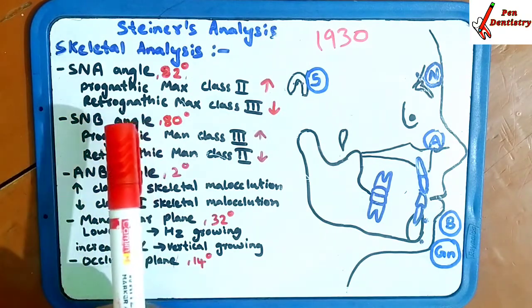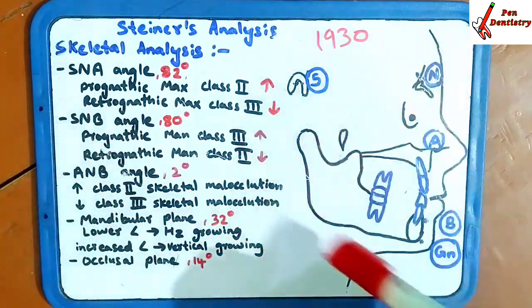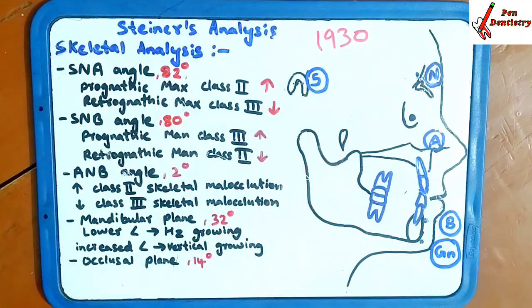In skeletal analysis, you are going to see the skeletal part, and in dental analysis, you are going to see the changes in the dental occlusion. The last one is soft tissue analysis. In that, we see the changes in the soft tissue which lead to the malocclusion, and because of that we do cephalometry.